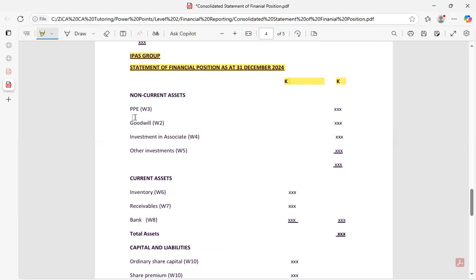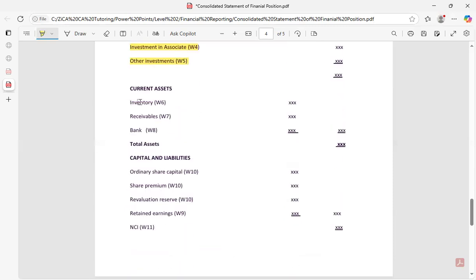So you've got the PPE here, the same PPE that we calculated in working number 3, the goodwill, the same goodwill we calculated in working number 2. Investment in associate, the same investment in associate calculated in working number 4. Other investments, the same other investments in working number 5. So here what you're doing is just plugging in the totals that you find in the workings. Inventory, the inventory that you find in the workings. Receivables, the receivables that you find there. The cash at bank, the same cash at bank that you found, and then you are going to find the total assets.